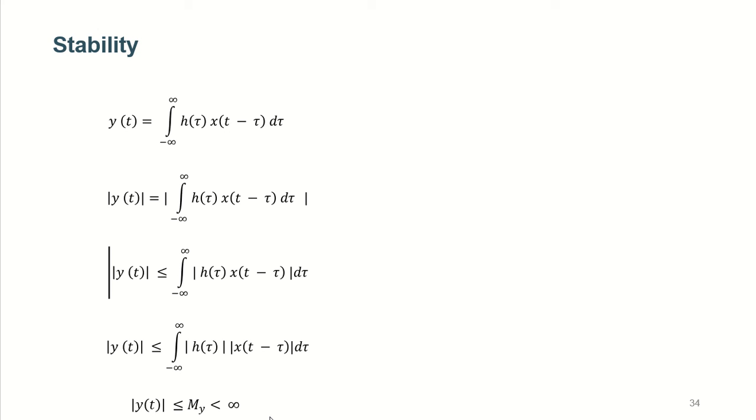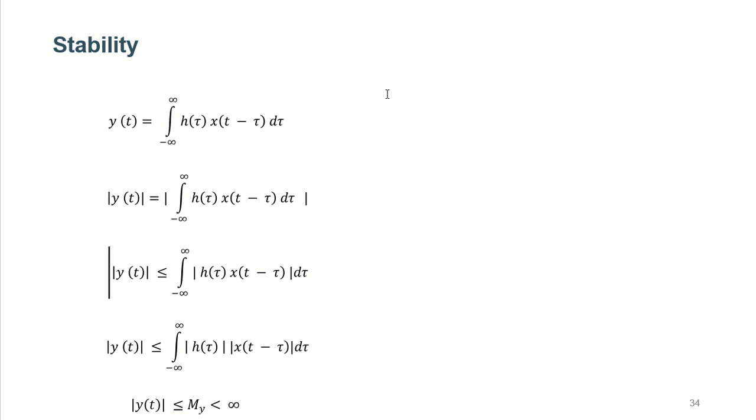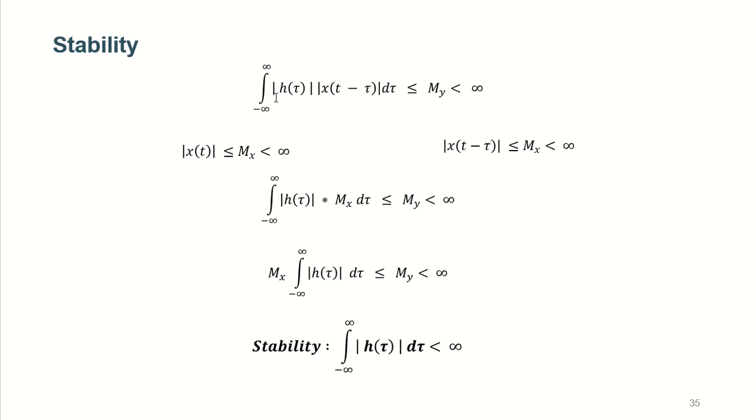Now let's try to use this condition in this formula here. So what will happen, we will take minus infinity to infinity h of tau x of t minus tau d tau. We just took this equation and substituted the value of y of t, either of these values, into here. So this is the value of my y, less than or equal to my, less than infinity.